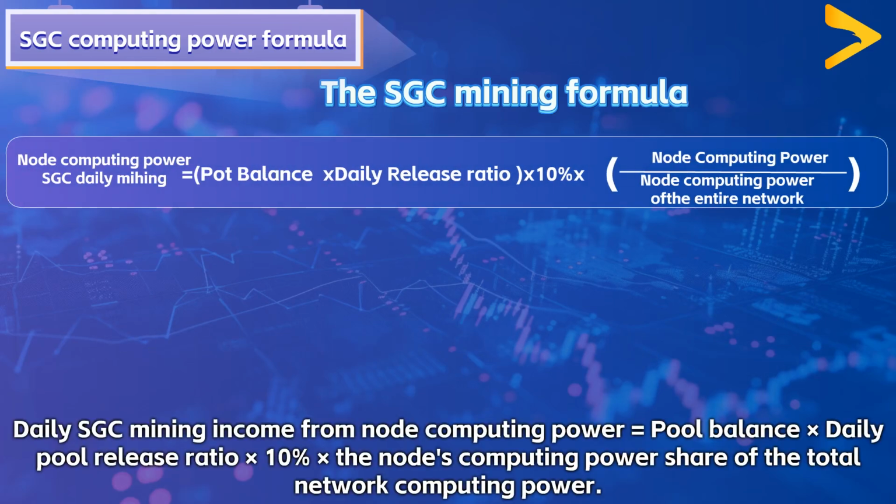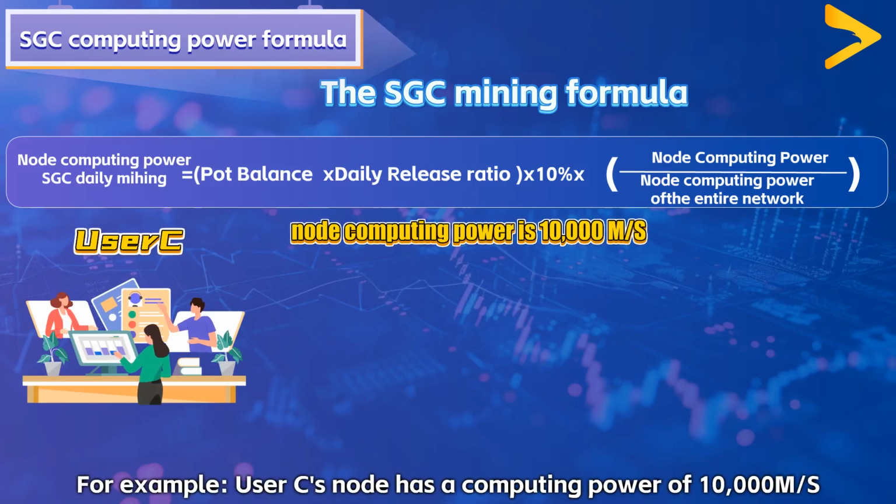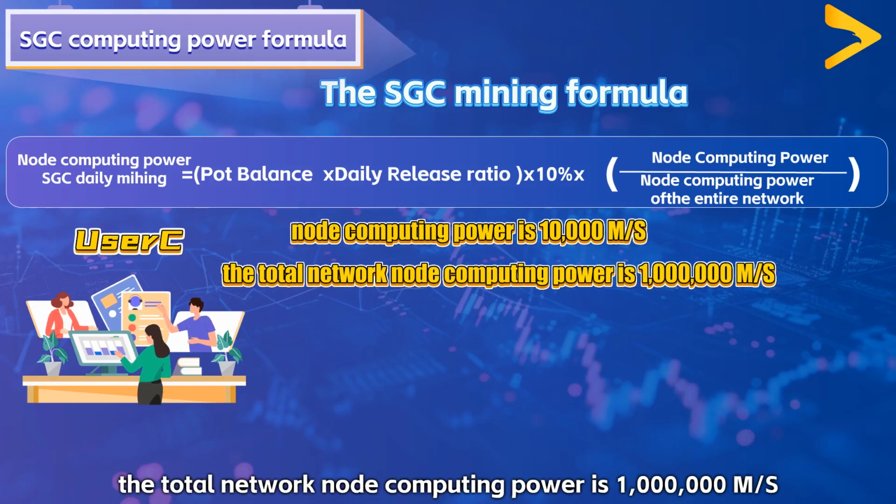Daily SGC mining income from node computing power equals the base pool balance multiplied by the daily release percentage multiplied by 10% multiplied by the node's computing power share of the total network computing power. For example, user C's node has a computing power of 10,000 gigabytes per second, while the total network node computing power is 1 million gigabytes per second.